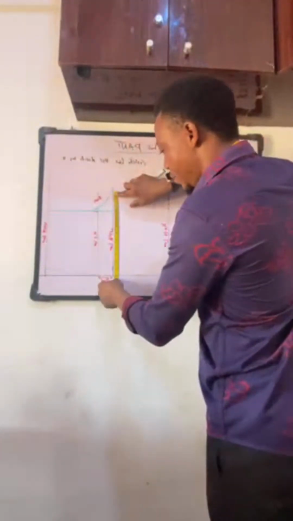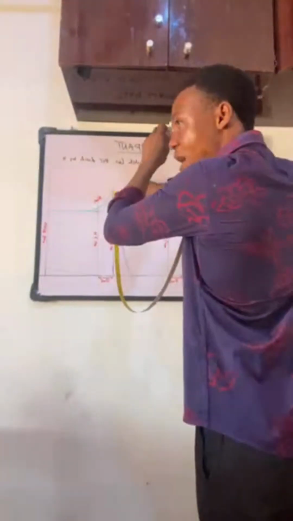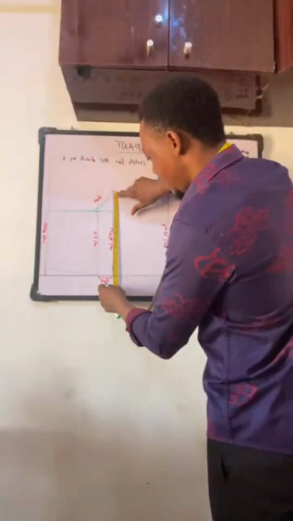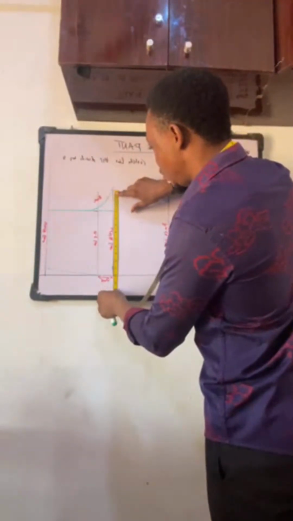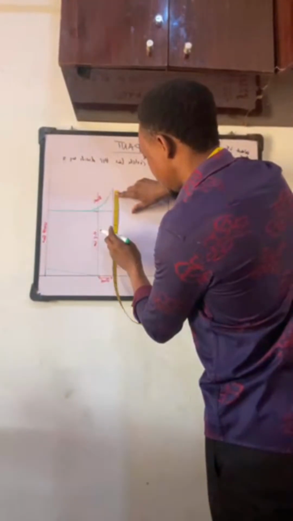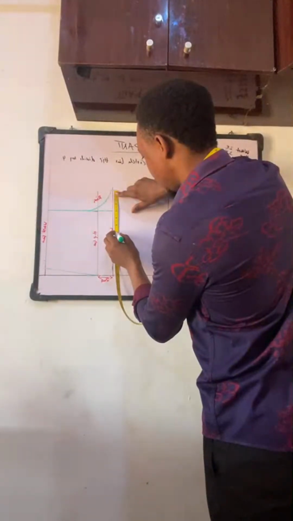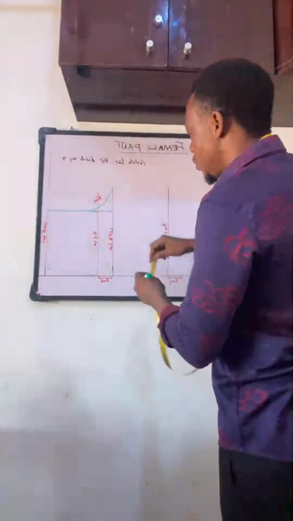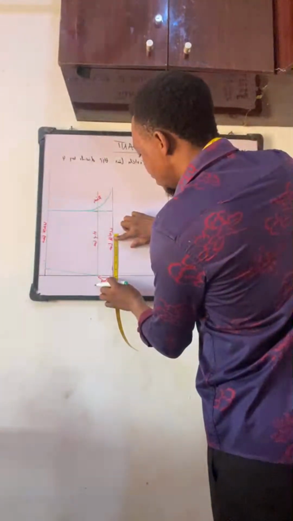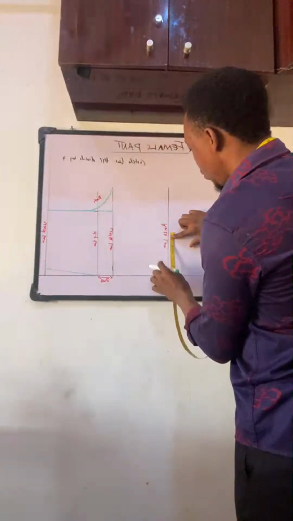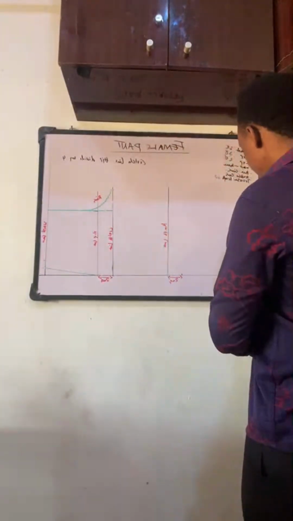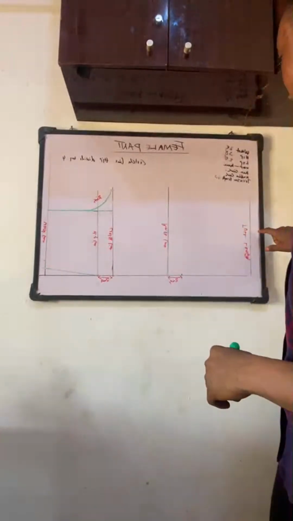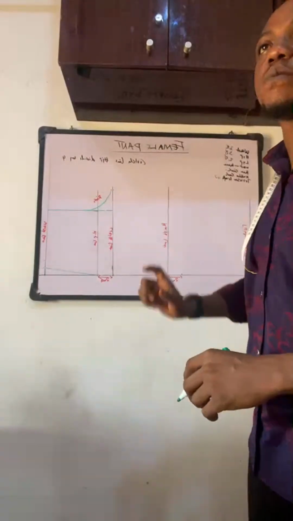Now this is 12. Remember, they are making for a female and not for a male, right? So this is 12. 12 divided by 2, we have 6. So from here to here is 6, from here to here will be 6, from here to here will be 6. So I have my center line from here all the way to this place.